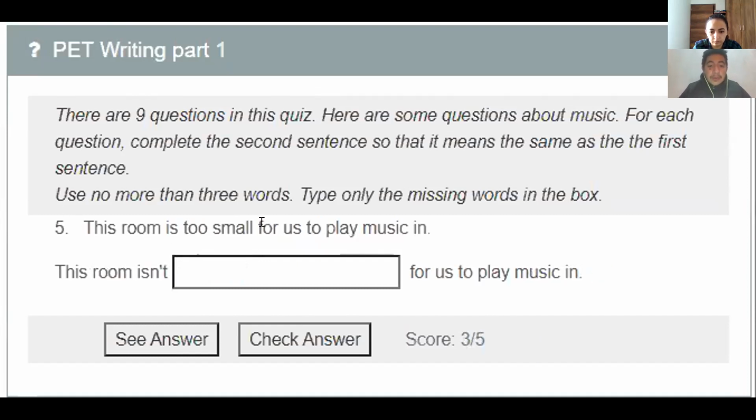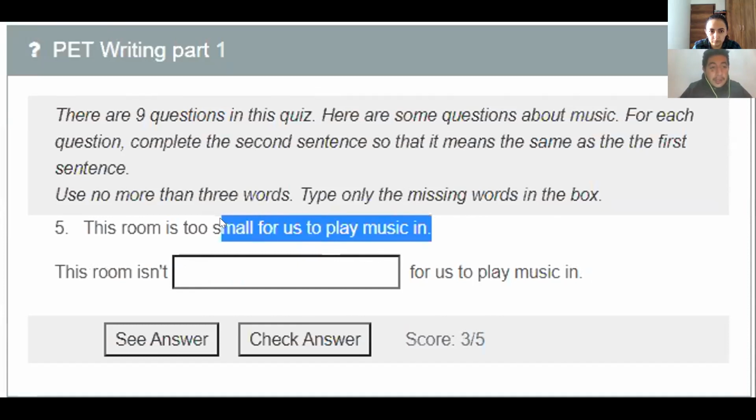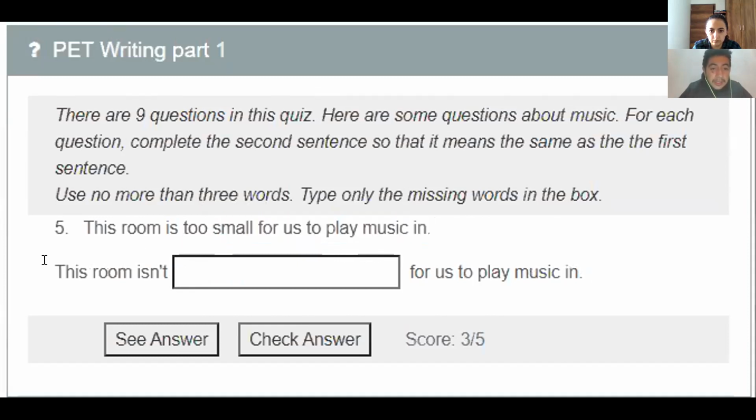Number 5. This room is too small for us to play music in. Esta habitación es demasiado pequeña para que nosotros toquemos música dentro. So we have to write a sentence with a similar meaning that says this room isn't, esta habitación no es, for us to play music in, para que nosotros toquemos música.